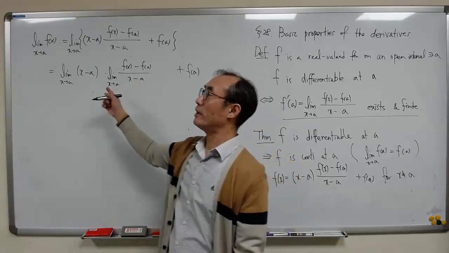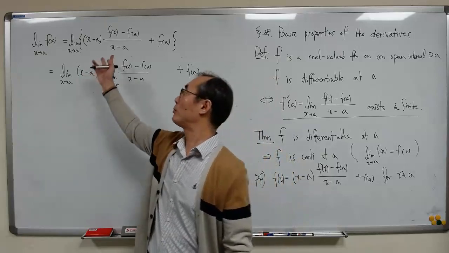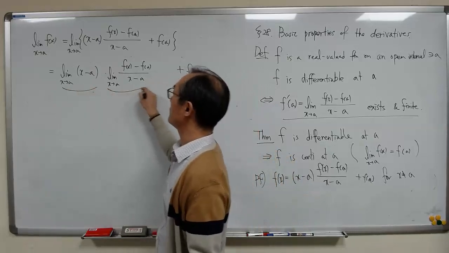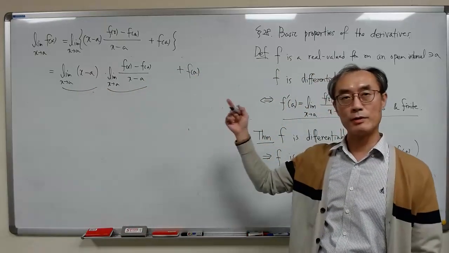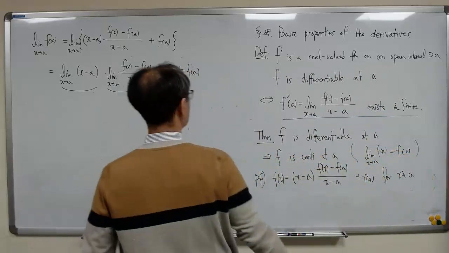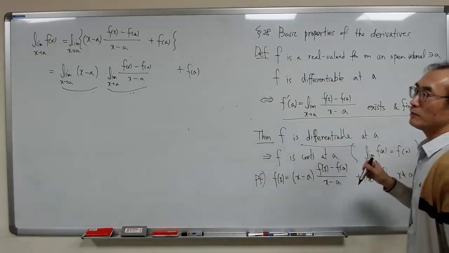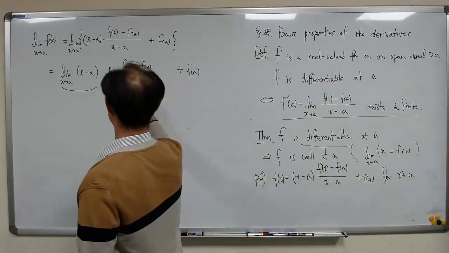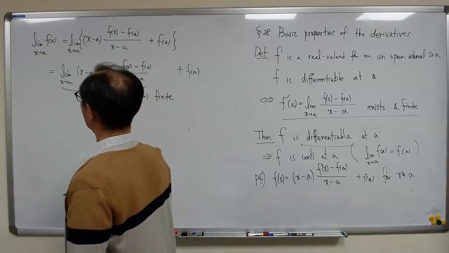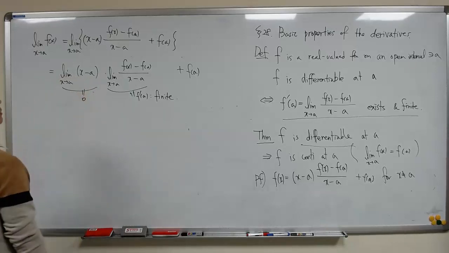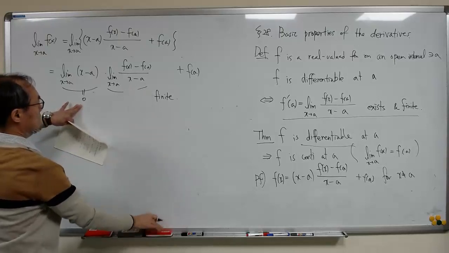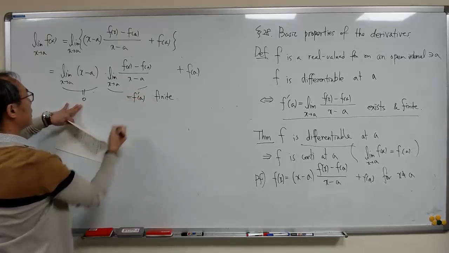Okay, we can split the limit of a product of two expressions if both of these two limits exist. Yeah, we assume the differentiability. That means this expression converges to f prime of a, which is a finite number, and this expression converges to 0. So the product of 0 and some finite number turns out to be 0.